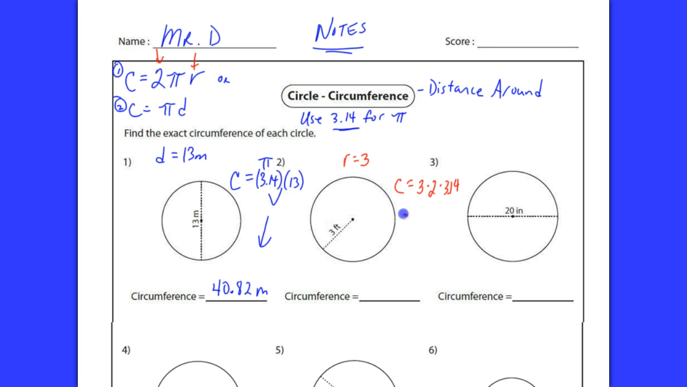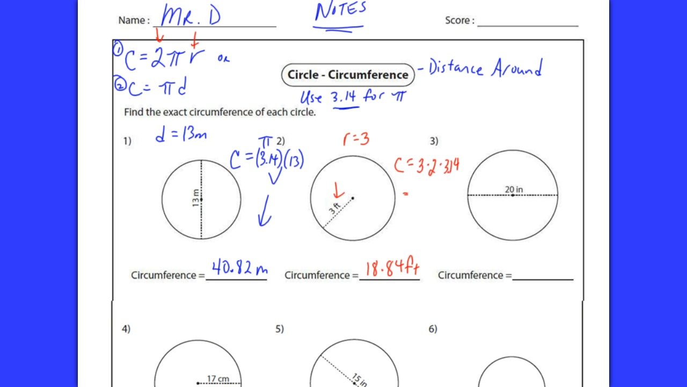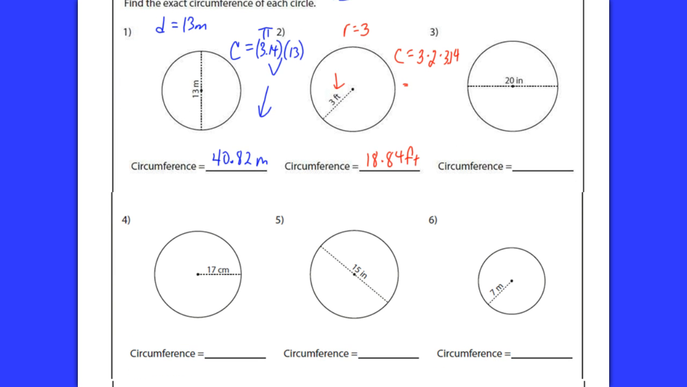I'll do that, you do that, and we'll see if we agree. It ends up being 6 times 3.14. The circumference of this is 18.84 meters. Oh, I'm sorry, it's feet. I can check my label there. So that's how you find the circumference of a circle. If you know either the diameter or the radius, you just do that.